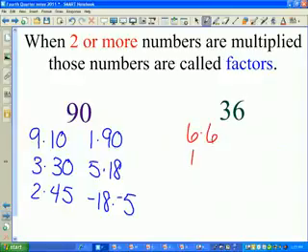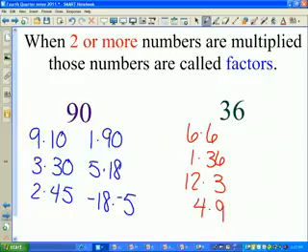Many right away said 6 times 6, 1 times 36. We got 12 times 3. What else gives me 36? How about 4 times 9? Okay, so these are the ones that I can figure out off the top of my head, and there's probably a couple other ones. I think I have 3 times 12 up there. Yeah, how about 2 times 18? Put that up there as well.